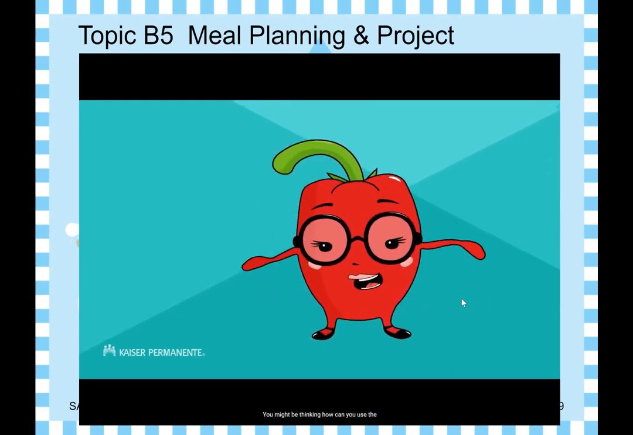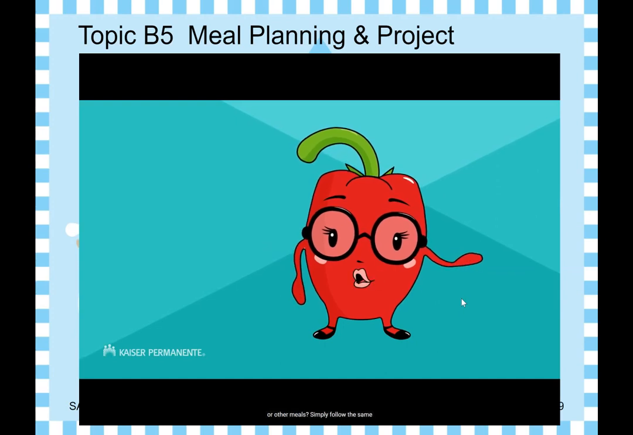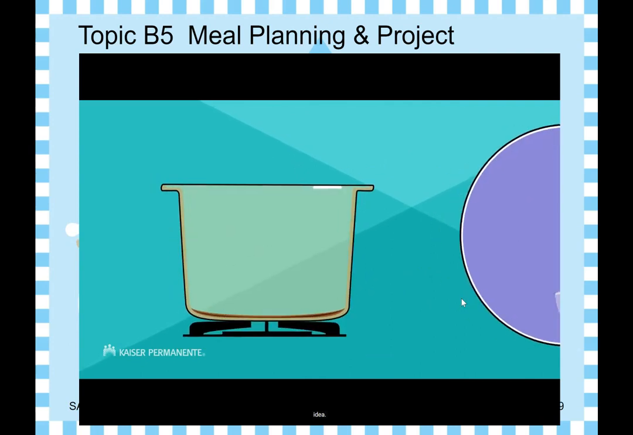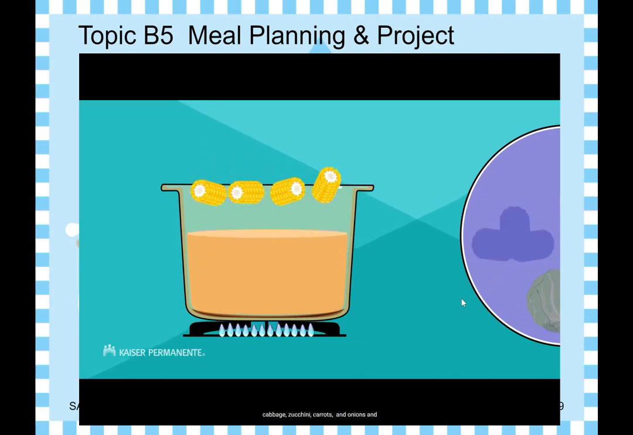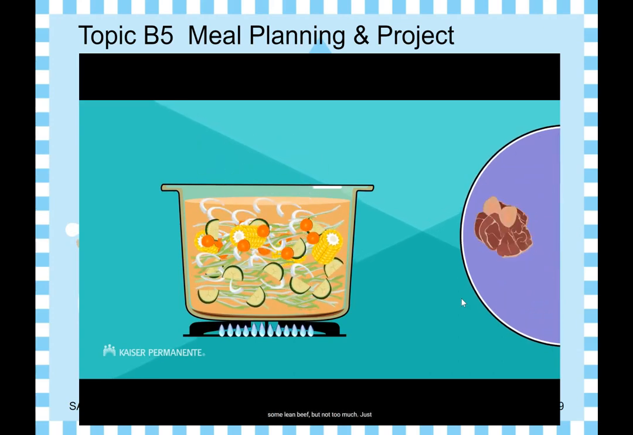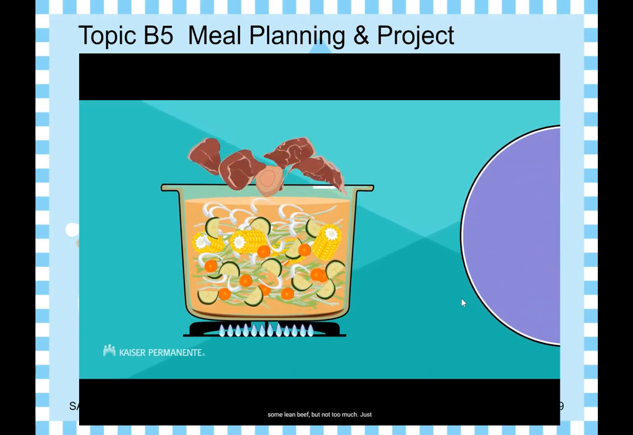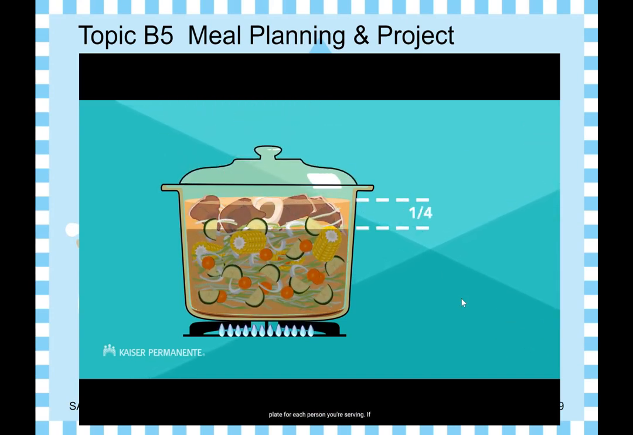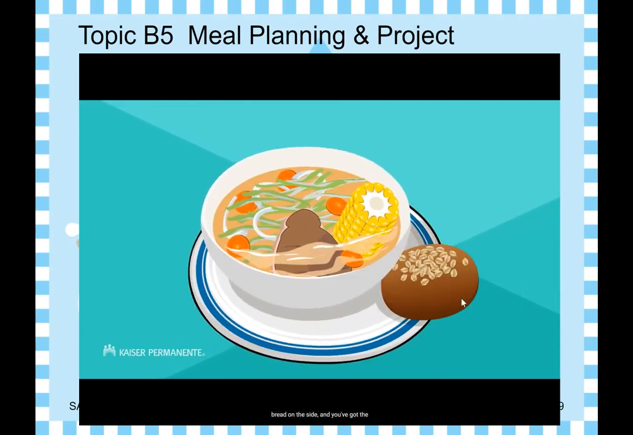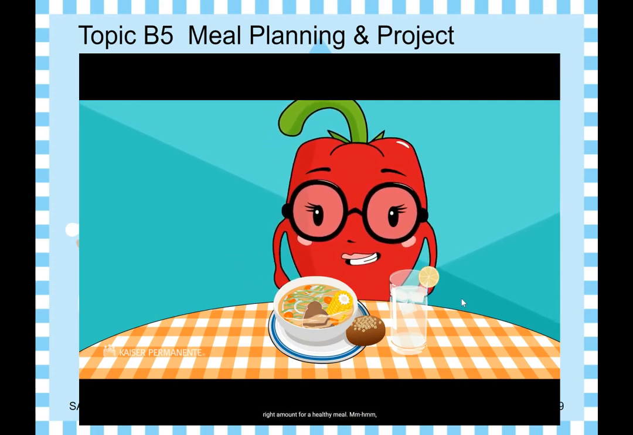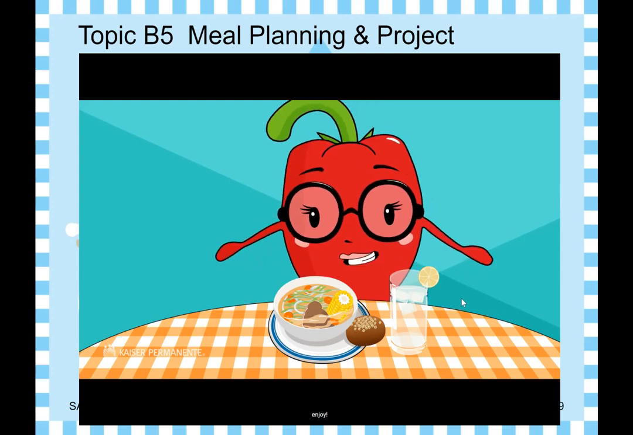You might be thinking, how can you use the plate method to make vegetable beef soup or other meals? Simply follow the same idea. Fill your pot with low sodium broth and lots of healthy vegetables like corn, cabbage, zucchini, carrots, and onions. And some lean beef, but not too much. Just like you'd put on 1/4 of your plate for each person you're serving. If you want, add your favorite type of bread on the side. And you've got the right amount for a healthy meal. Mmm, enjoy.